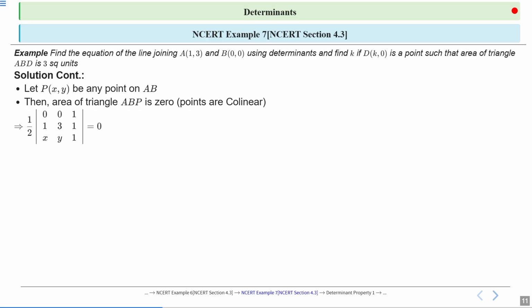So the area of the triangle formed by these three points: first is 0, 0, 1, that is the coordinate of B. Then the coordinate of A is 1, 3, 1. And the coordinate of P is x, y, 1. So we have written all the 3 points. Now we calculate, as these are collinear, the area is equal to 0.